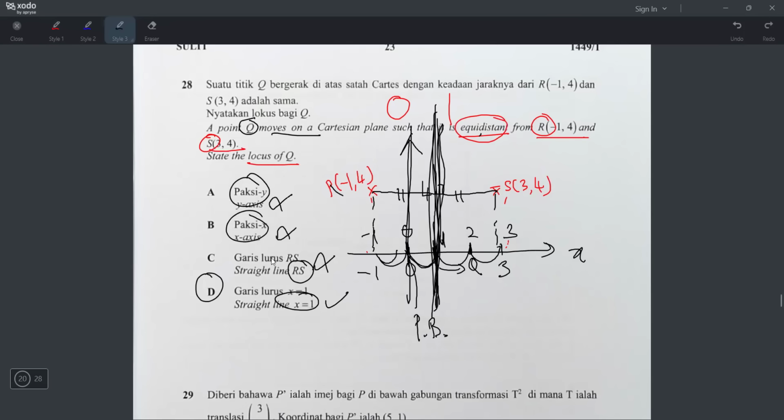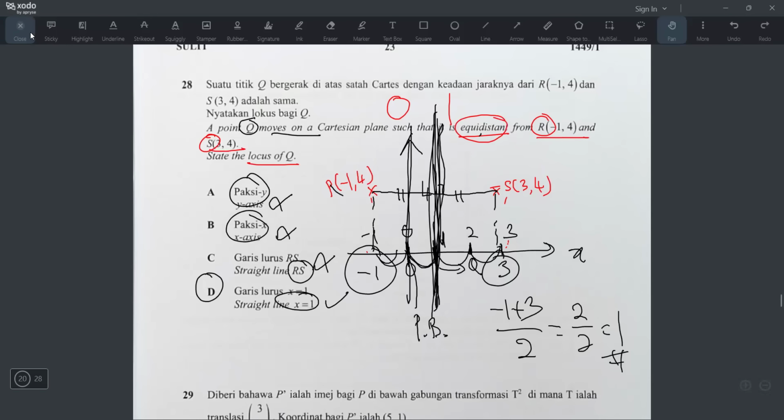Okay, let me tell you another way to do it. If you want to find the middle between negative 1 and 3, just take negative 1 plus 3, divide 2. Because that's how you find the midpoint, right? If you do it like that, you will not be confused. Negative 1 plus 3 is 2, 2 divided by 2 is 1. So now you know the exact middle of negative 1 and 3 is 1. So that's the answer. So easy, that's all.